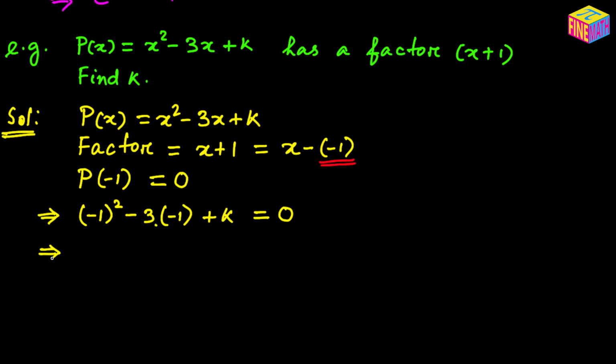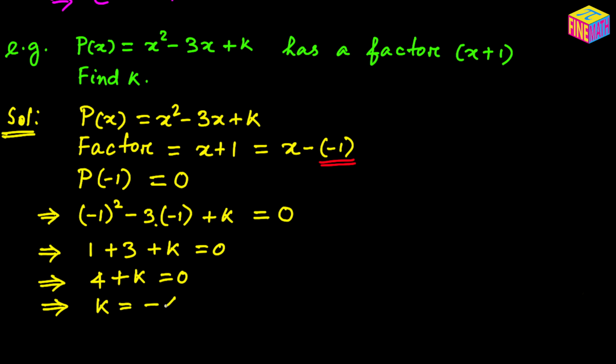So from here we have to solve for k, and that's going to be pretty easy. Negative 1 squared is positive 1, then negative 3 times negative 1 is positive 3, plus k is equal to 0. And from here we can say 4 plus k equals 0. If you transpose the positive 4 onto the right hand side, k equals negative 4, and that's the solution, that's the answer here, right? So if x plus 1 is a factor of this polynomial, then k needs to be negative 4.